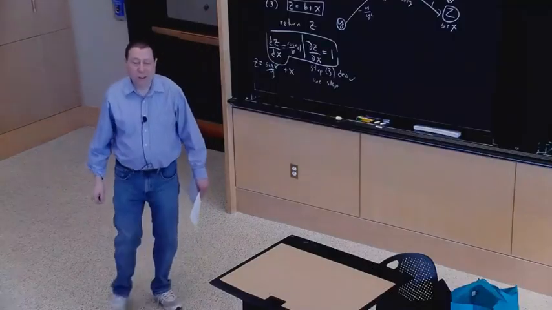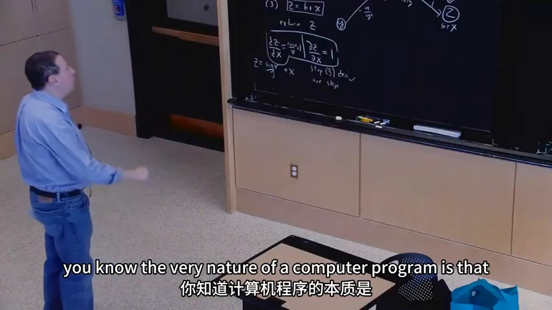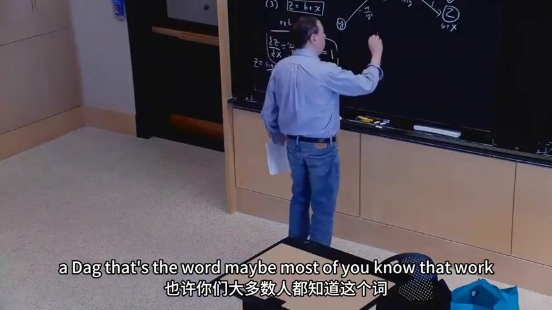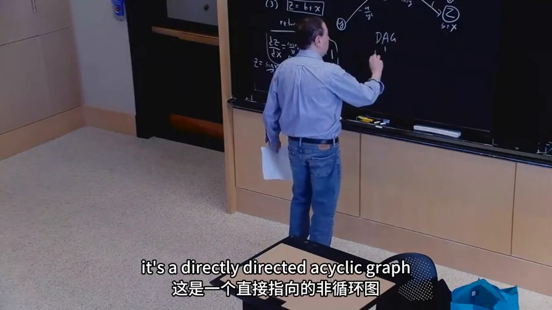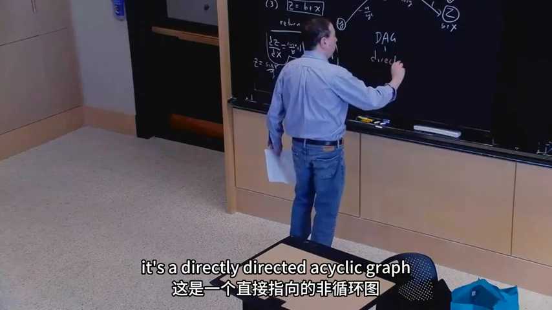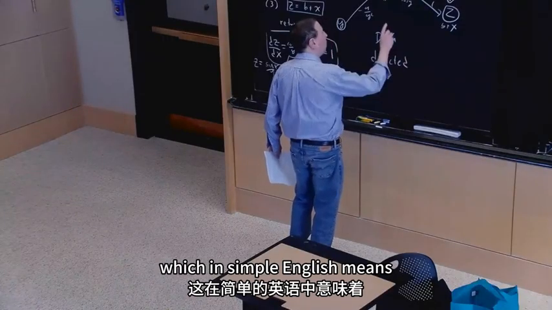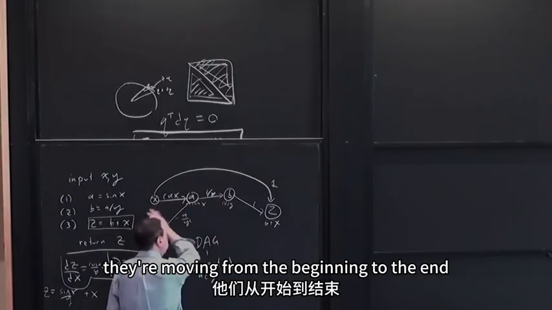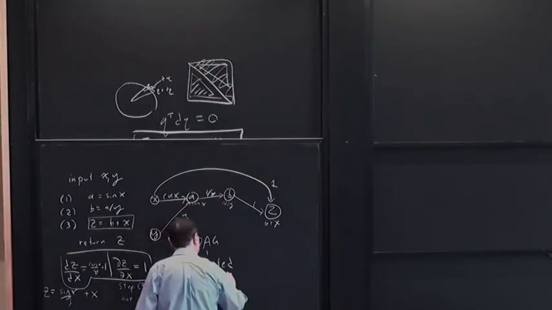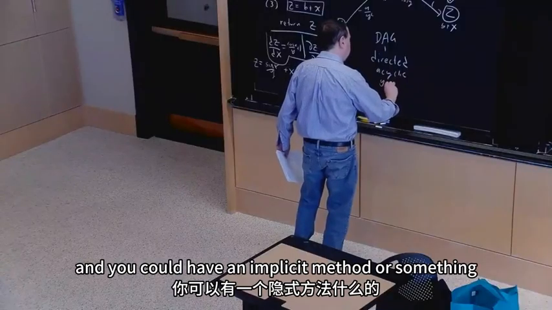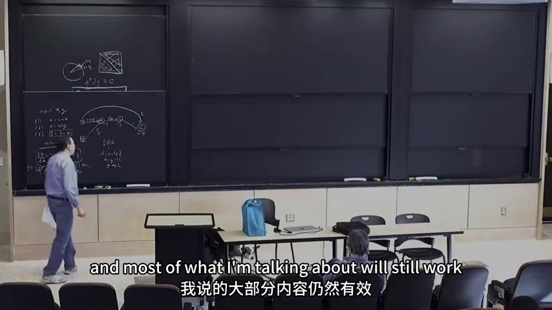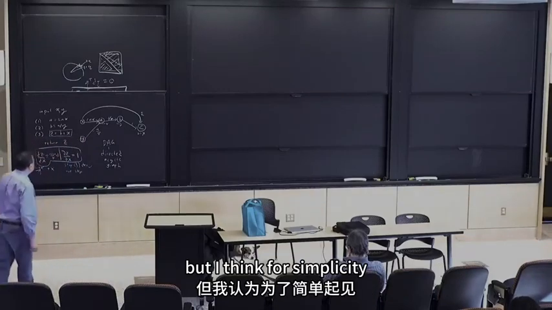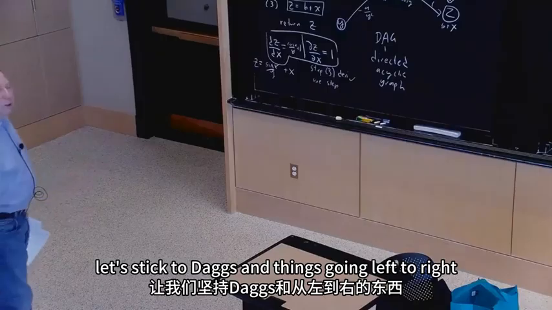And so the very nature of a computer program is that this thing is going to be a DAG, that's the word, maybe most of you know that word. It's a directed acyclic graph, which in simple English means that wherever I am, all the inputs are moving left to right. They're moving from the beginning to the end. That could actually be relaxed, and you could have an implicit method or something, and most of what I'm talking about will still work under such situations. But for simplicity, let's stick to DAGs and things going left to right.